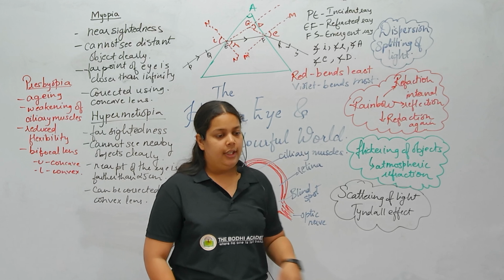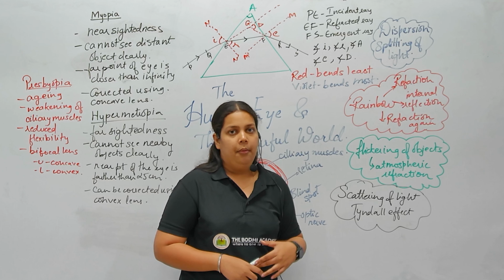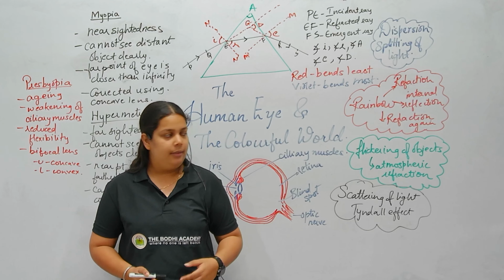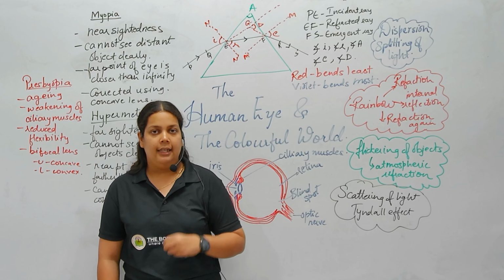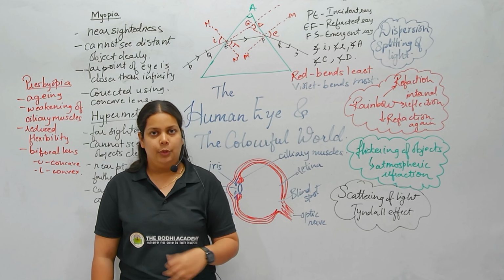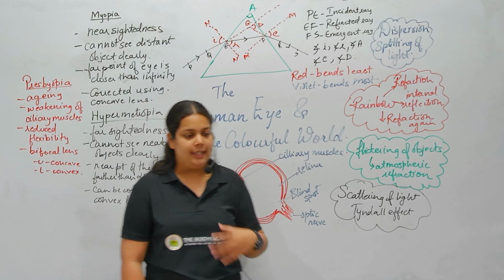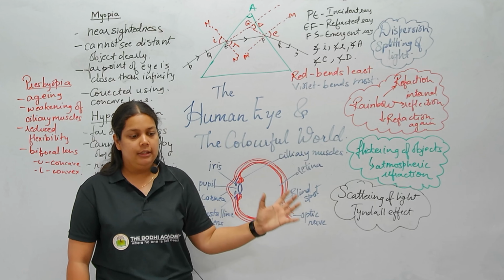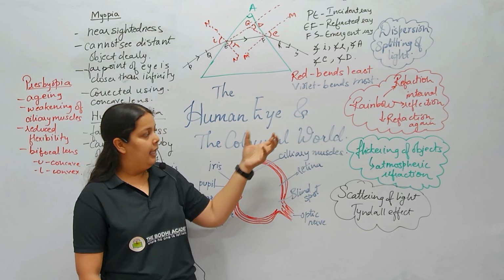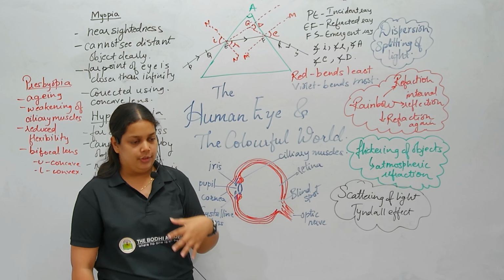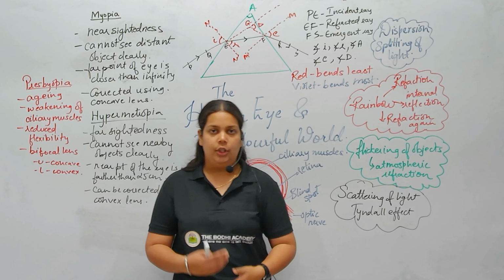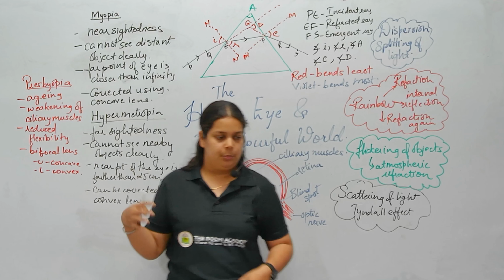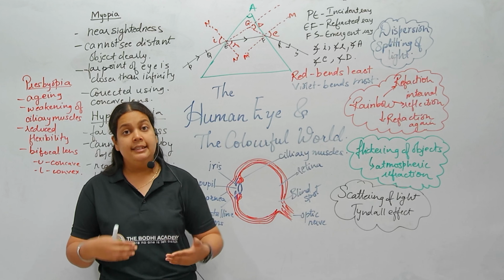Next is the twinkling of stars. Many people tend to observe the stars in the night sky, and we see that the stars tend to twinkle. We also have a poem based on that. Stars appear to twinkle due to the atmospheric refraction of the starlight. When the starlight enters the Earth's atmosphere, it undergoes continuous refraction because of the particles of air present in the Earth's atmosphere, and the atmosphere has different layers.